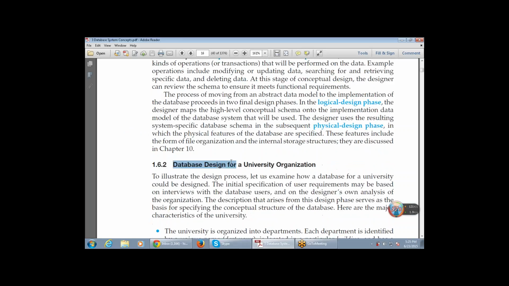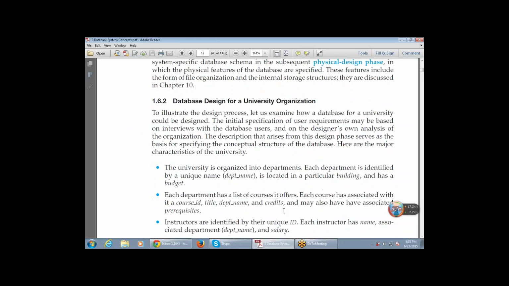Then, how is the database designed for a university organization? This is just an example of how to design the database for a university organization. If there is one university, how do we organize the data or build the data, or design the database for a university? Okay Larry, it's okay. How to design the database for a university organization.